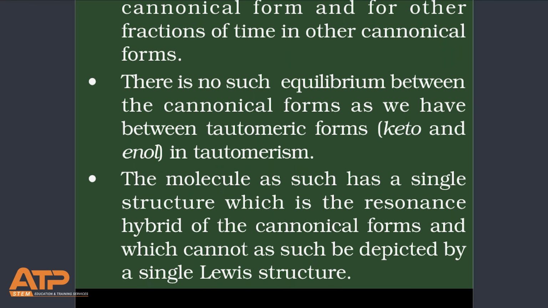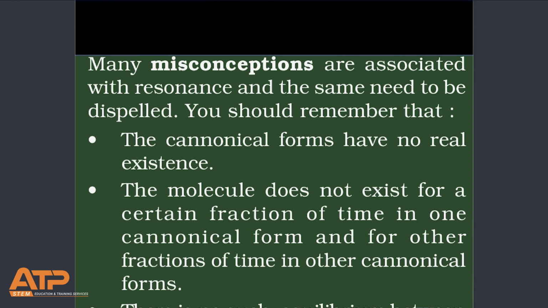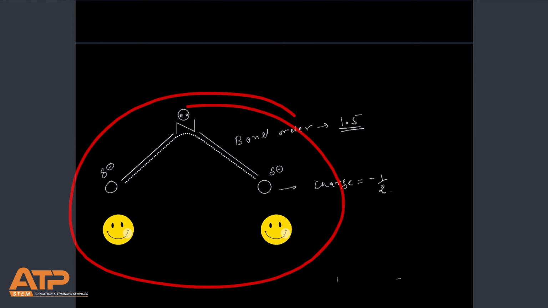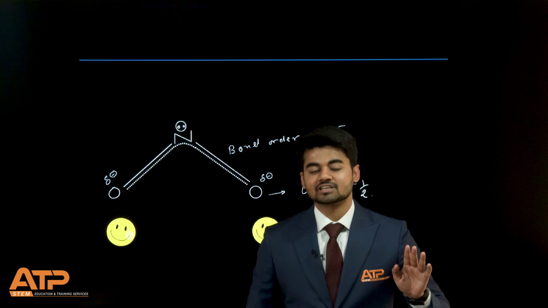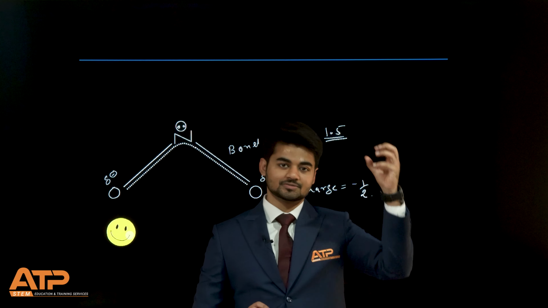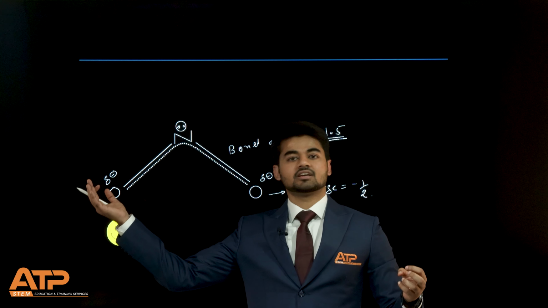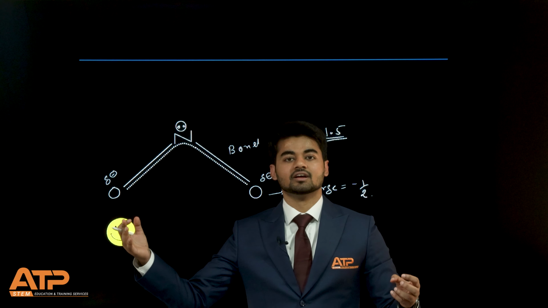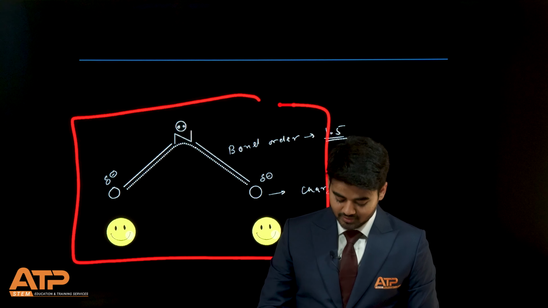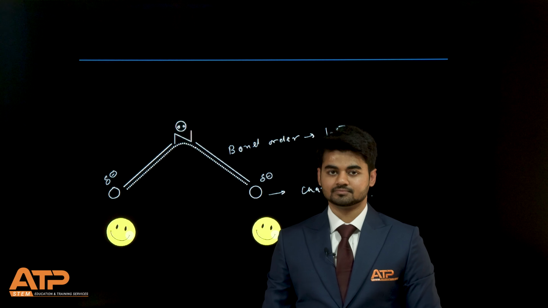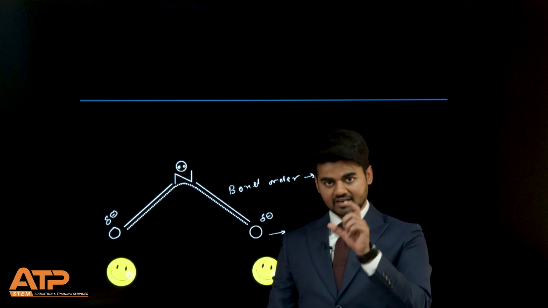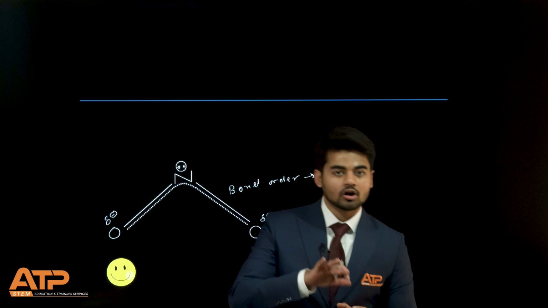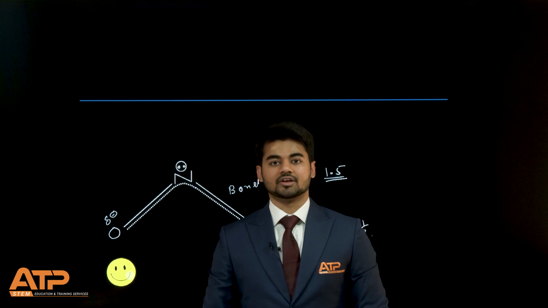Last one, the molecule as such has a single structure and that single structure is the resonance hybrid. So there was no structure in which one oxygen was very sad and the other oxygen was dancing. That was not the case ever. Always the oxygens were smiling. Okay, so that is the idea. The bond order between nitrogen and oxygen was never 1 or 2. It was always 1.5. Okay.